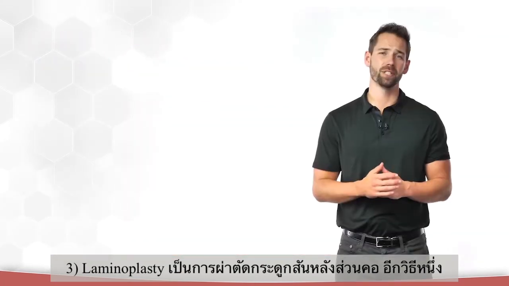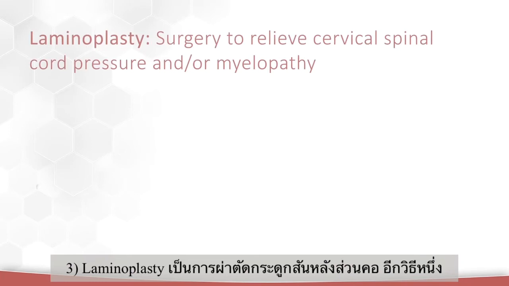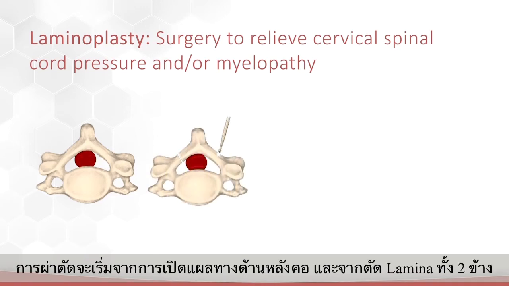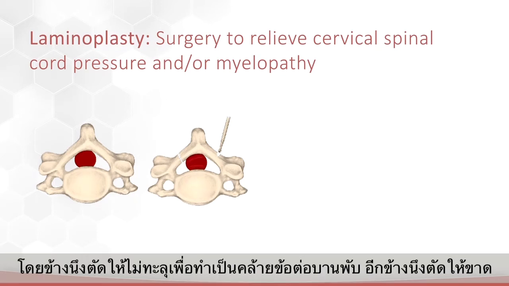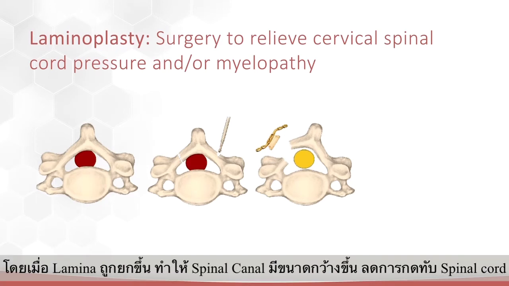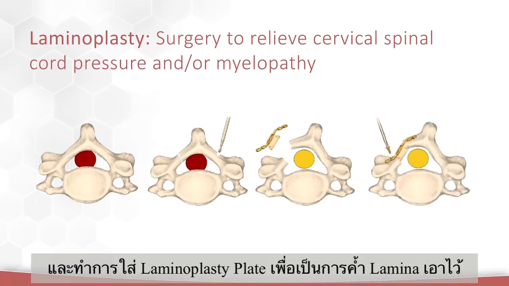Another less common procedure in the posterior cervical spine is the laminoplasty procedure. This is a surgery to relieve cervical spinal cord pressure and/or myelopathy. The incision is made in the posterior anatomy and the lamina is partially cut on both the right and left sides. This creates a hinge on one side of the lamina and a small opening on the other side. The lamina is then moved into the open position by elevating the lamina on the open side. This vastly increases the space available for the spinal cord and takes the pressure off of it. Allograft is usually inserted for fusion, and a plate is added for fixation and stability.